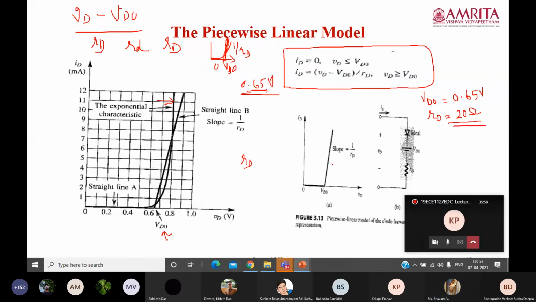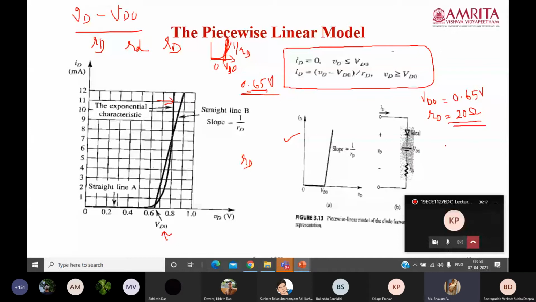Next up, you draw this one, the exponential model. In that you show that approximation. After that, the normal piecewise linear model is this one that you can draw. And I'll tell you how to draw the equivalent circuit.